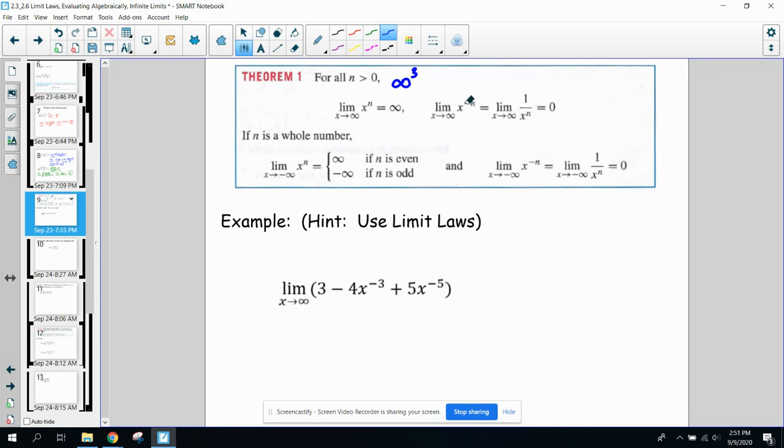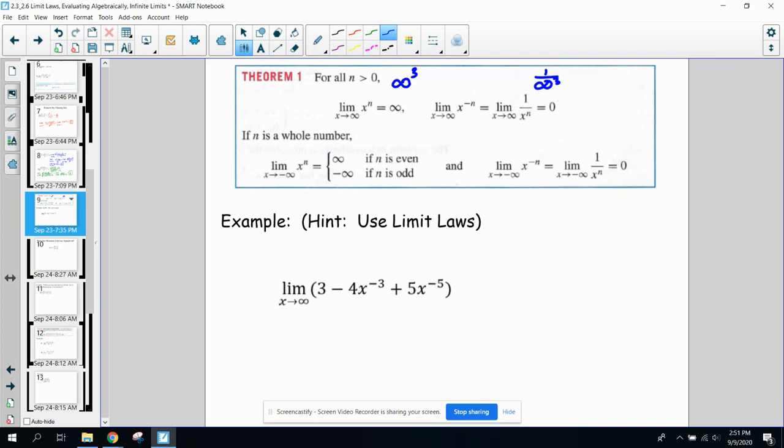Here they're saying, okay, well, what if you have a negative exponent? Based off of the rules of exponents, we know that a negative exponent can be rewritten as 1 over the base to the positive exponent. So if I were to plug in infinity here, and again, I'm just going to use where n is 3, if I plug in 1 over infinity to the third, that's just like 1 over infinity.